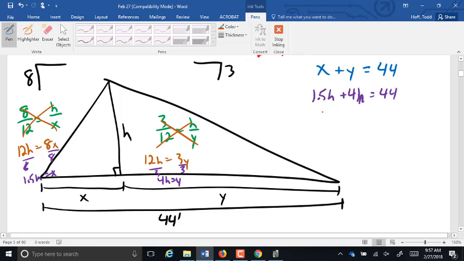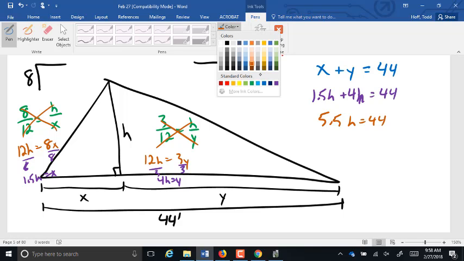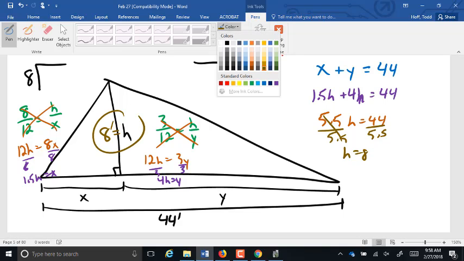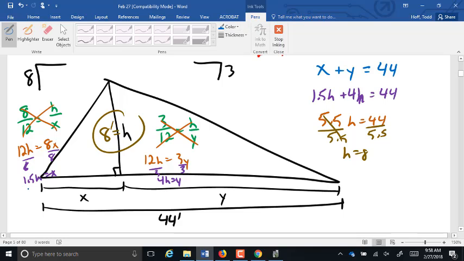So we have 5.5h equals 44. Divide by 5.5. h equals 8. h is 8 feet. X is 1.5 times h, or 1.5 times 8, which is 12 feet. Y is 4 times h, so 4 times 8, which is 32 feet for y. What do you think? Good stuff?